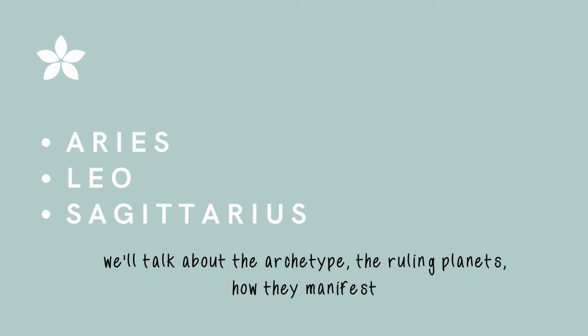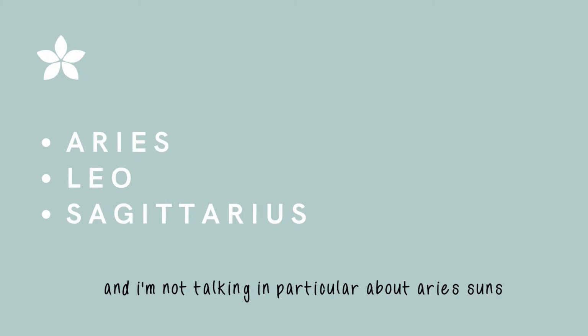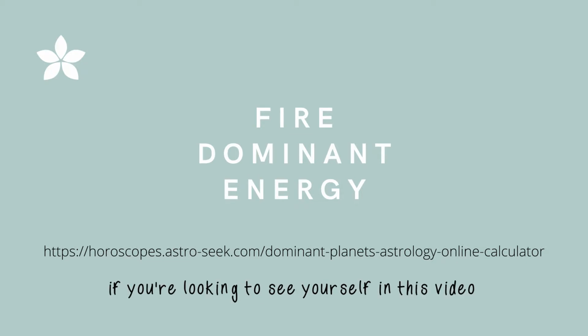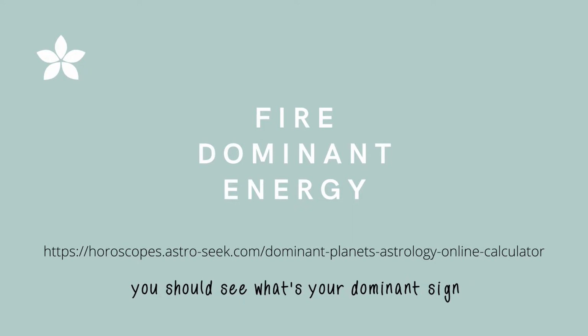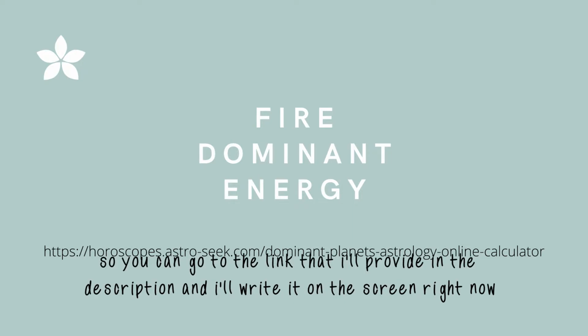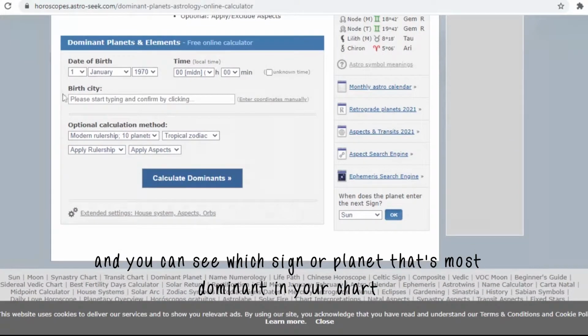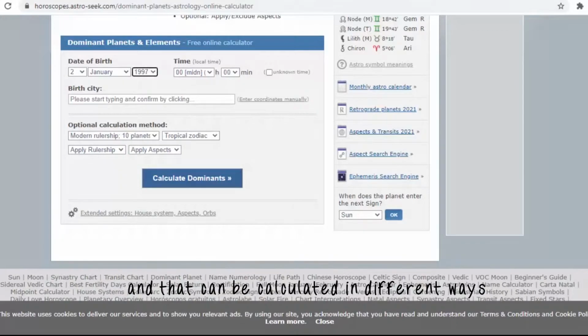We'll talk about the archetype, the ruling planets, how they manifest, and I'm not talking in particular about Aries suns or Aries risings. If you're looking to see yourself in this video, you should see what's your dominant sign. So you can go to the link that I'll provide in the description, and I'll write it on the screen right now. You can go in that link and see which sign or planet is most dominant in your chart, and that can be calculated in different ways.